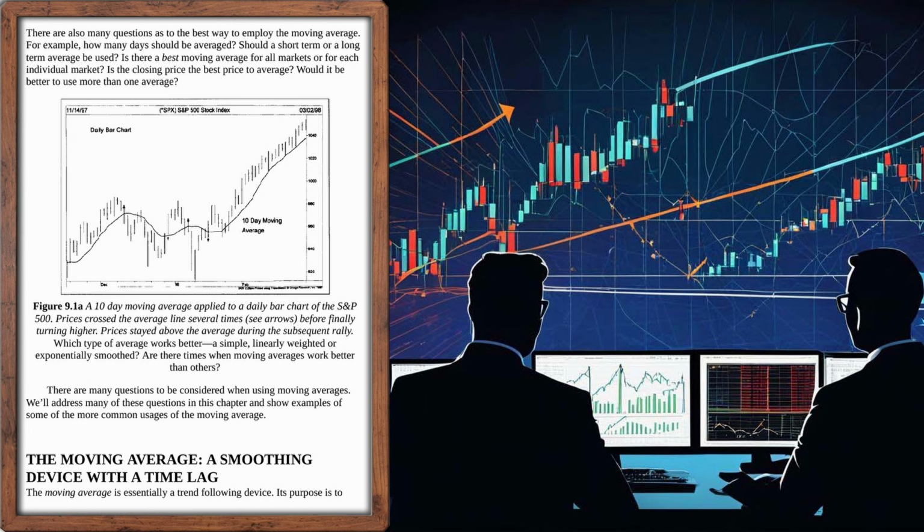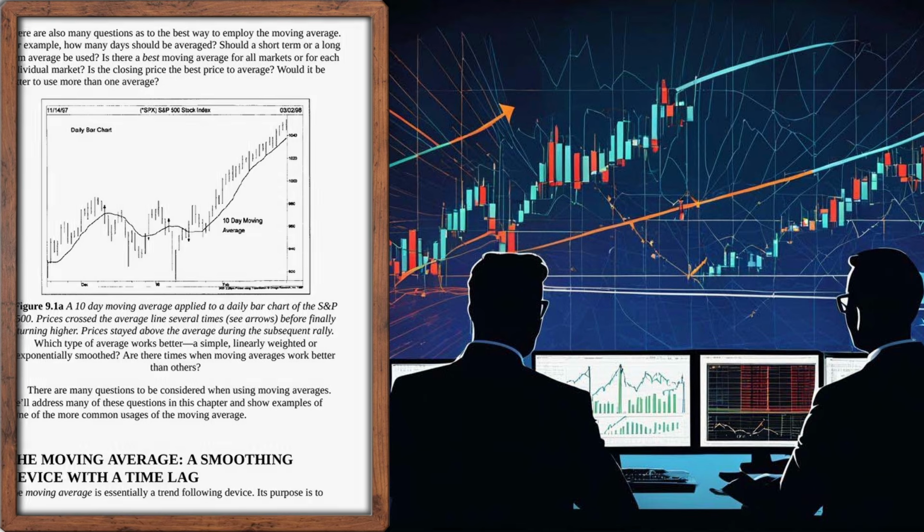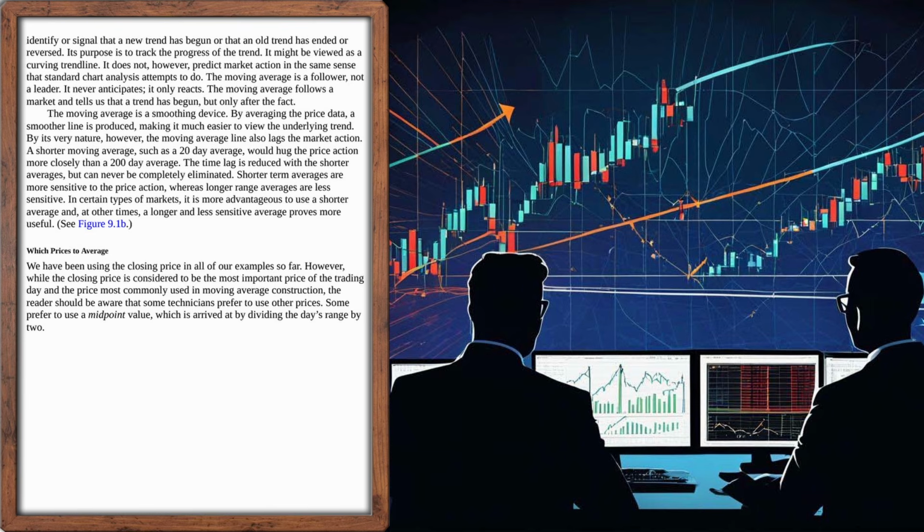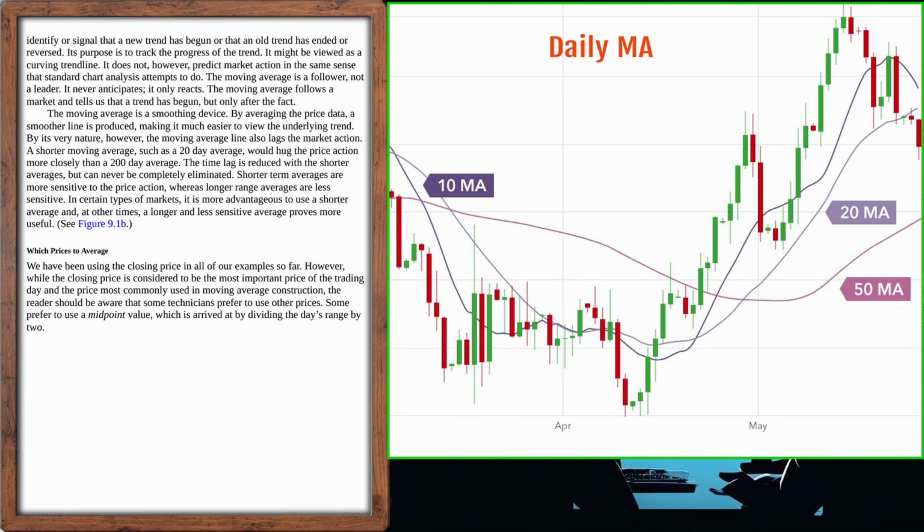the moving average. The moving average, a smoothing device with a time lag. The moving average is essentially a trend-following device. Its purpose is to identify or signal that a new trend has begun or that an old trend has ended or reversed. Its purpose is to track the progress of the trend. It might be viewed as a curving trend line. It does not, however, predict market action in the same sense that standard chart analysis attempts to do. The moving average is a follower, not a leader. It never anticipates, it only reacts. The moving average follows a market and tells us that a trend has begun, but only after the fact.